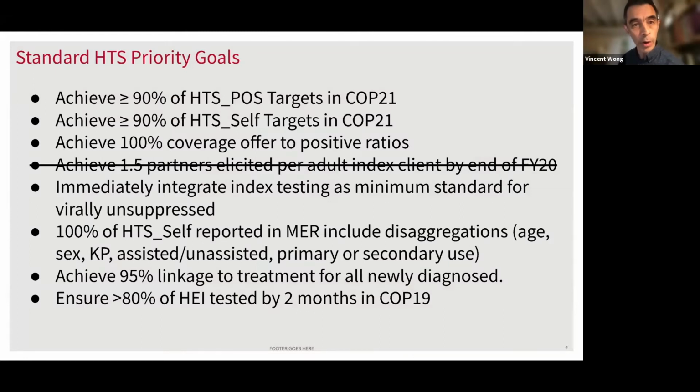So these have been our standard priority goals for the past 3 or 4 years now. We've shown the slide every COP season. Right now, we're looking at COP21 and we're looking at achieving our targets above 90%, achieving 100% coverage offer of index testing. That should be index testing to positive ratios. The one goal that's been taken out now is achieving 1.5 partners per index client. Now there's no minimum there, but we want to make sure that the offer is there. And that we're getting really good disaggregations in our self-testing to give us a sense of how we're doing, achieving 95% linkage of all newly diagnosed and making sure we've got good infant coverage of testing at 80% by 2 months.